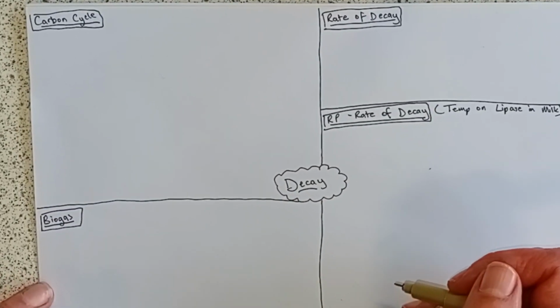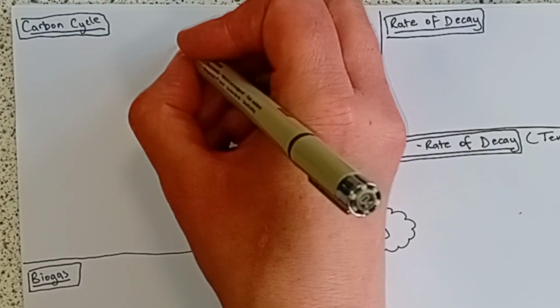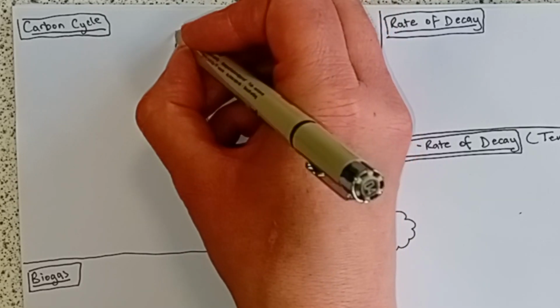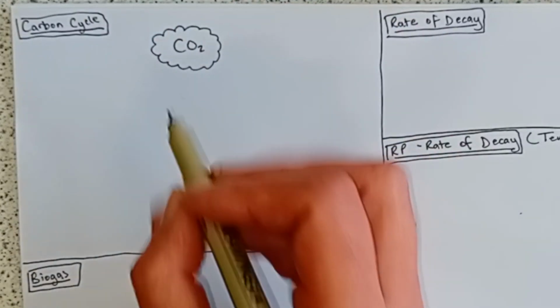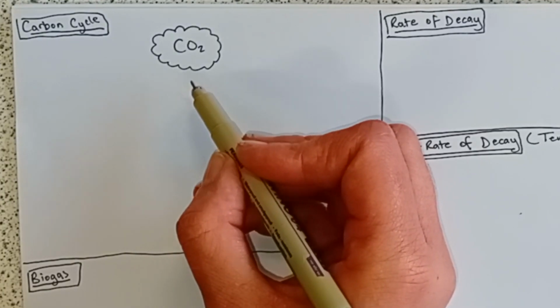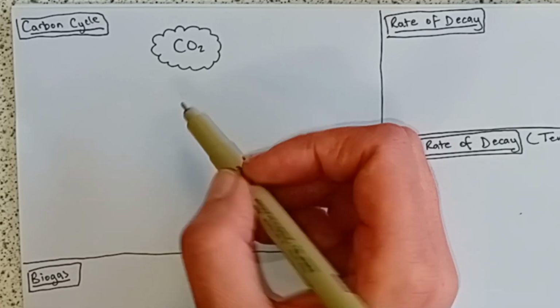Let's start off then with the carbon cycle. We're going to draw one out. So we're going to start off with carbon dioxide in the atmosphere. And you know that the amount of carbon dioxide in the atmosphere varies, but it's very, very low, about 0.03, 0.04%.